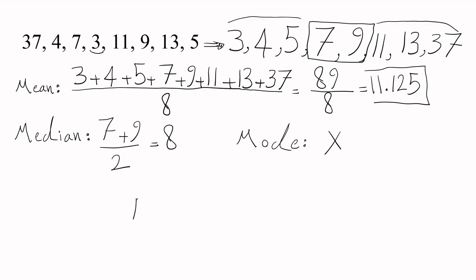Let's calculate the range, which is really simple. Which one is the highest number? As you can see here, 37 is the highest number and 3 is the least number. So it's going to be 34.